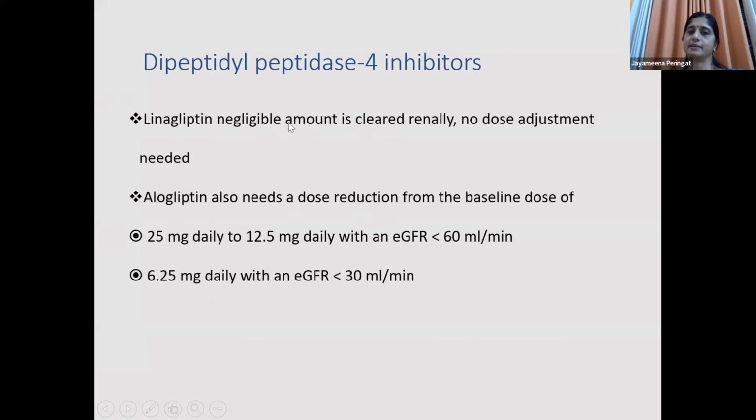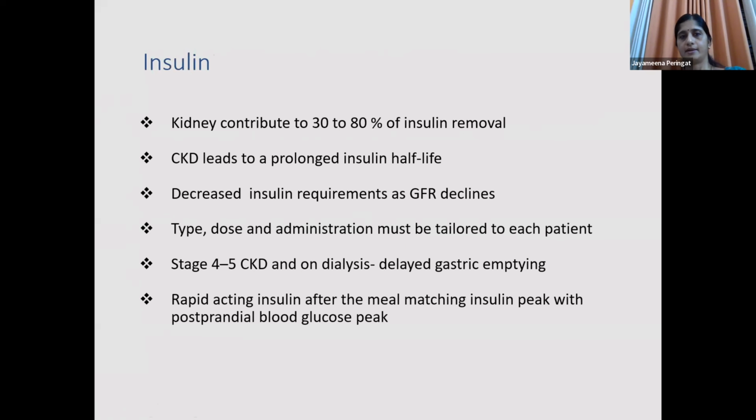Linagliptin is cleared renally in only a negligible amount, so no dosage adjustment is required for linagliptin. And insulins, basically 30 to 80% of insulin is cleared by the kidney, and in CKD you expect a prolonged insulin half-life. There are two types, and the type, dose, and administration should be tailored to each patient.